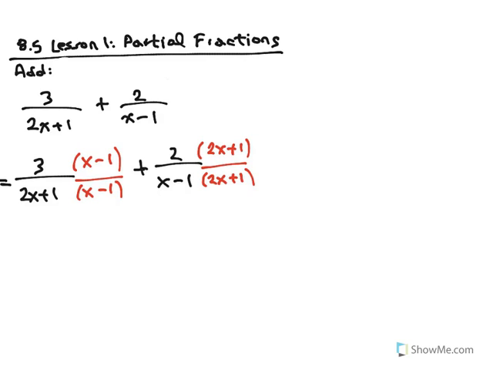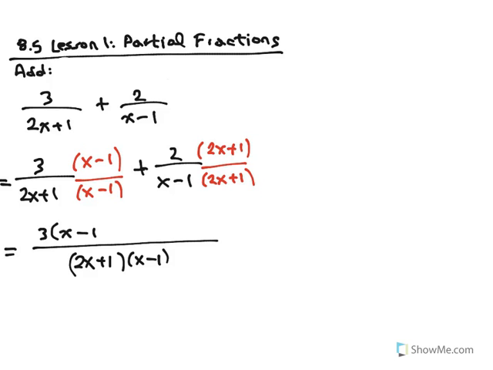So we multiply each rational expression by a form of 1, and our common denominator is going to be 2x plus 1 times x minus 1. The numerator of our first rational expression becomes 3 times x minus 1, and the numerator of our second rational expression becomes 2 times 2x plus 1. We can distribute and multiply what we have in the numerator, and then we can combine like terms.